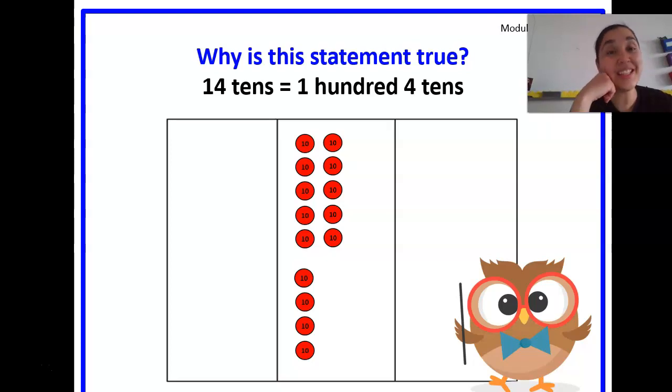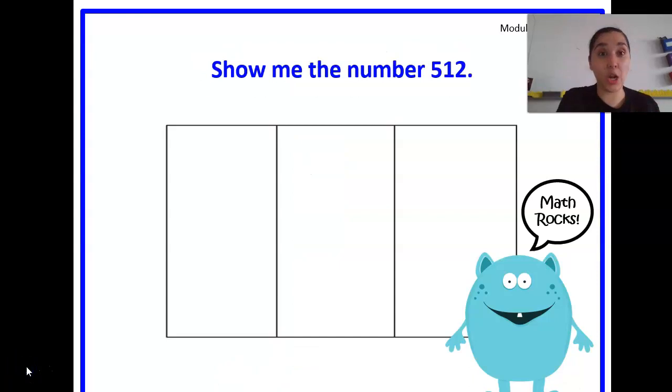Yes, boys and girls, this statement is true because 10 tens equals 100. So now you have 10 tens plus 4 tens. That gives you 14 tens. High five. What amazing answers I'm listening to. The last number we're going to look at before we practice the skills that we're learning.